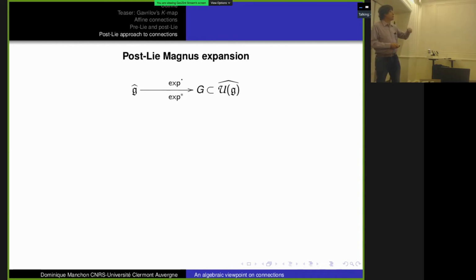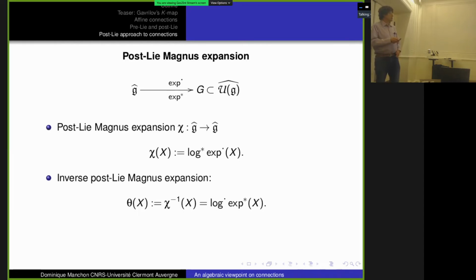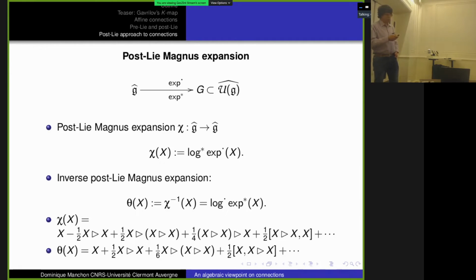Okay, so now you can go back and forth, this is the Post-Lie-Magnus expansion. You go from G hat into itself by just doing this, and of course you can do the inverse. So chi and theta, and I displayed for you both at order 3. It starts with X, it's a deformation of the identity, and starting from order 3, you can mix both the triangle and Riemann bracket, and the same for theta. And if the bracket vanishes, you end up with the older Pre-Lie-Magnus expansion. You can encounter the Pre-Lie-Magnus expansion first in an old paper by Agrachev and Gamkrelidze.